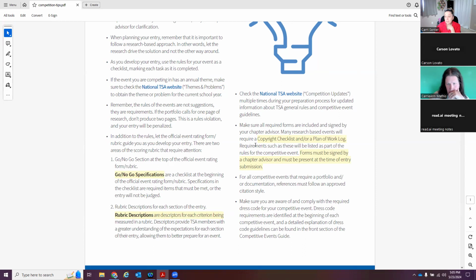This was a big stickler for the state conference, the copyright checklist and/or plan of work. If you don't submit that with your projects, your project will not be graded by judges. I'm gonna show you how to find that as well. One thing that was missed: some people would submit the copyright checklist, but it wasn't signed by their advisor. So again, that's a go, no go, so we won't grade those.